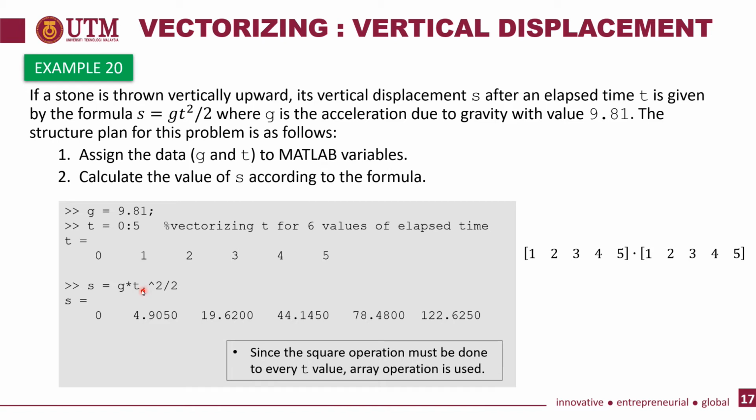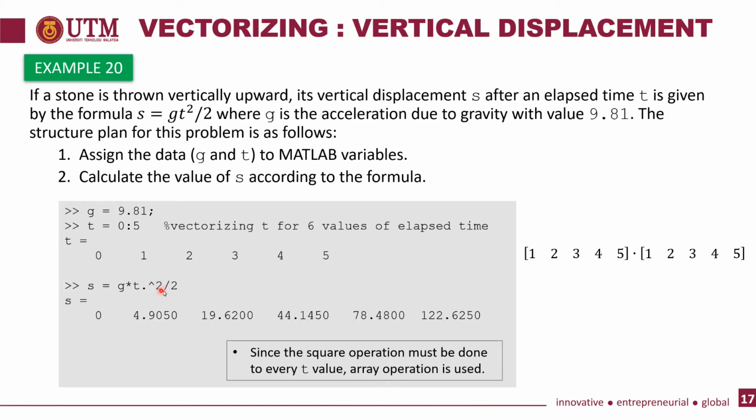Why? Because when you wanted to execute the power of 2, you see here, t is initialized as 0, 1, 2, 3, 4, 5. And then you wanted to make it the power of 2, therefore it must multiply by the same matrix, okay? Because 1 multiplied by 1, 2 multiplied by 2, 3 multiplied by 3, 4 multiplied by 4, and 5 multiplied by 5. So this operation only can be executed by the array operator, okay? Therefore, you need to put dot here.